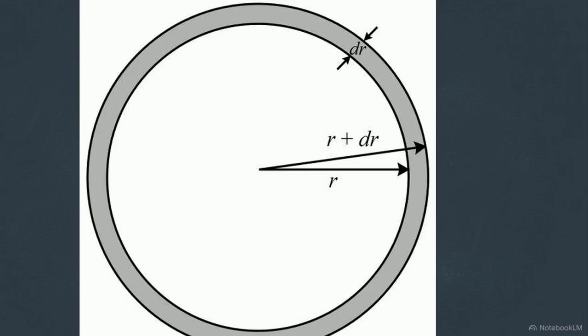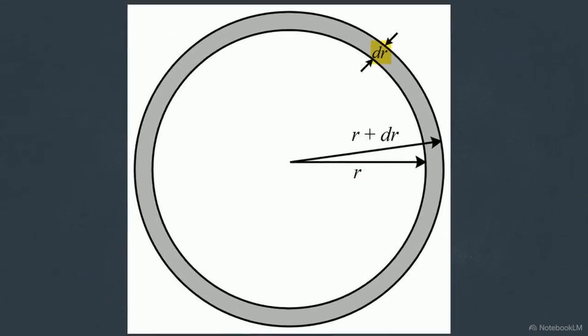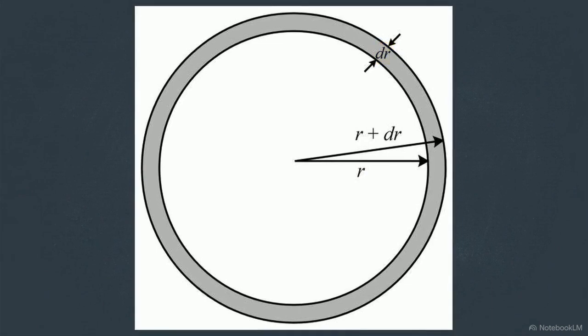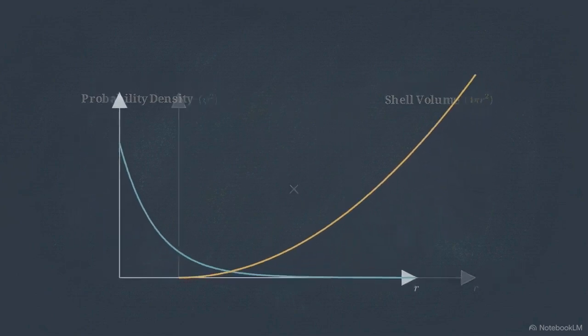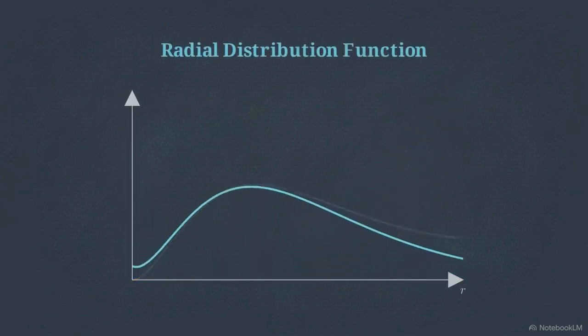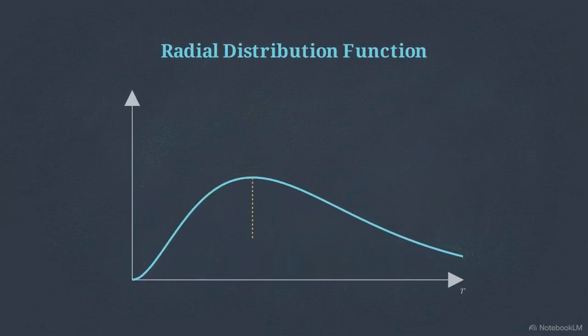Finding the actual probability requires integrating over a spherical volume. This involves looking at a hollow spherical shell defined by a radius r and a thickness dr. As the radius increases, the volume of this spherical shell grows exponentially. We define the radial distribution function by multiplying the decaying wave density by this growing shell volume. This mathematical product forces the highest probability of finding the electron outward, away from the nucleus.